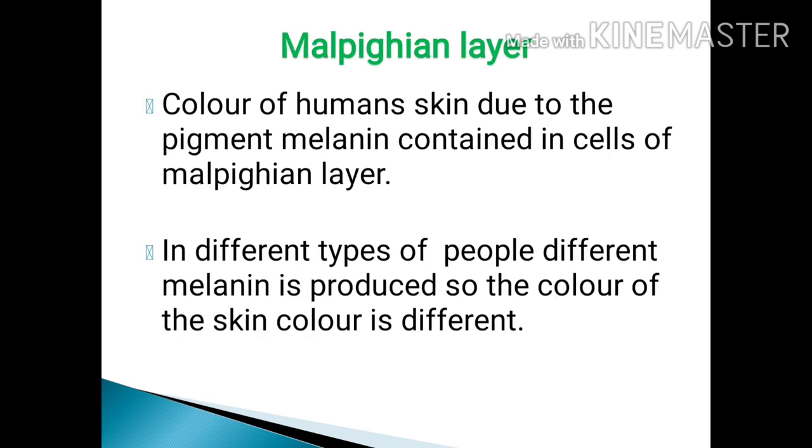Malpighian layer. The color of human skin is due to the pigmentation melanin contained in the cells of the Malpighian layer. In different types of people, different amounts of melanin are produced, so the color of the skin is different. Human skin color depends on the pigment known as melanin, so different people have different colors.